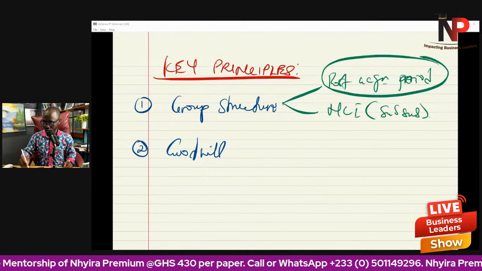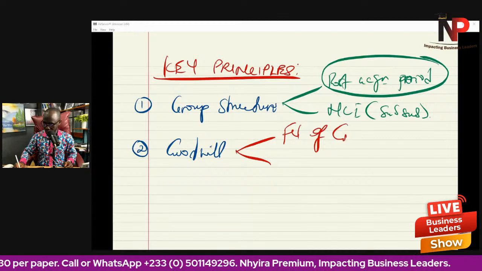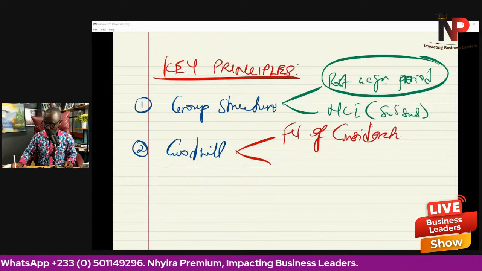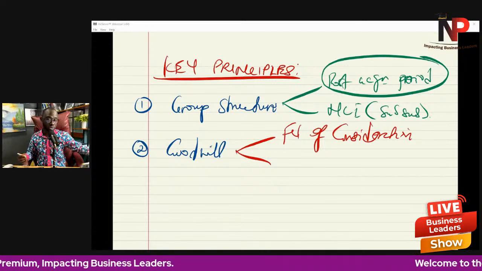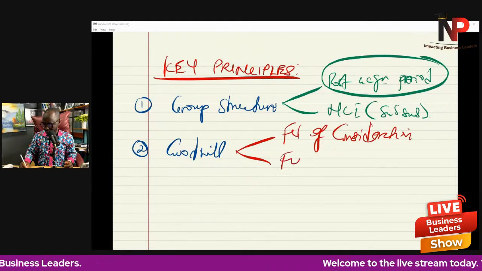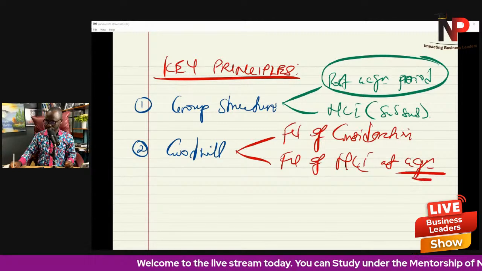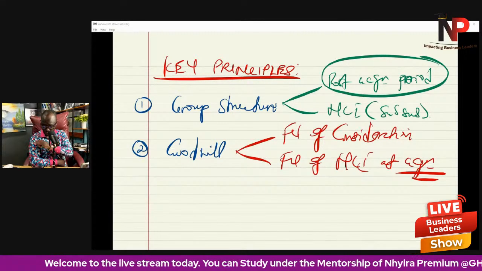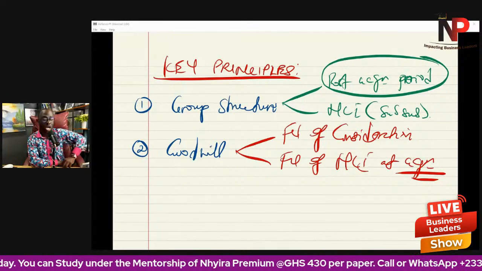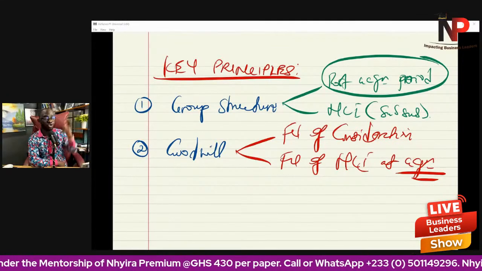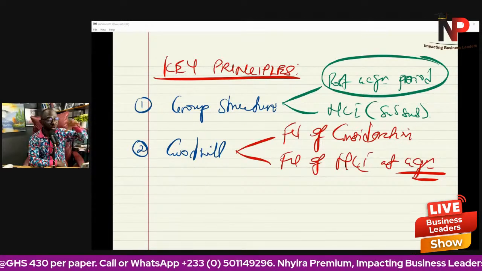Now, in the calculation of goodwill, two things will come in. How to determine the fair value of consideration transferred, meaning how much the parent company paid the shareholders of the subsidiary company, and then the fair value of non-controlling interest at the date of acquisition. This is very, very important. The rules governing these two things, how to deal with fair value of consideration transferred and how to deal with non-controlling interest, you have to know them off head. These are key principles.